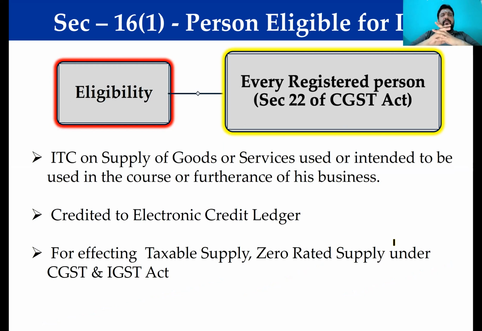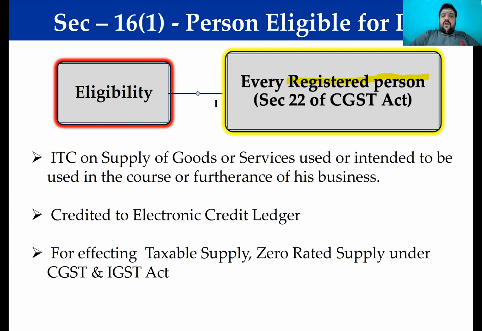So to start with, as an introductory section today, we will close section 16. Section 16 discusses eligibility to claim input tax credit. Section 16 has 4 subsections, 16.1, 2, 3 and 4. 16.1 makes the first step that, for eligibility to claim credit, the person has to be a registered person under GST. If you are a registered person, you are eligible to claim credit.